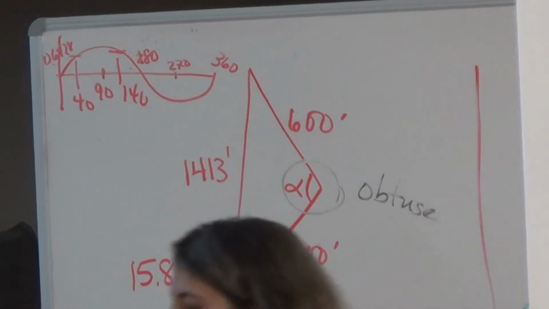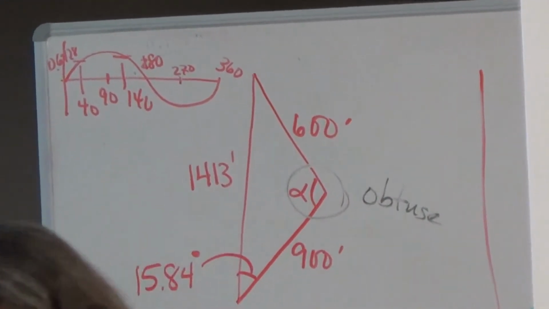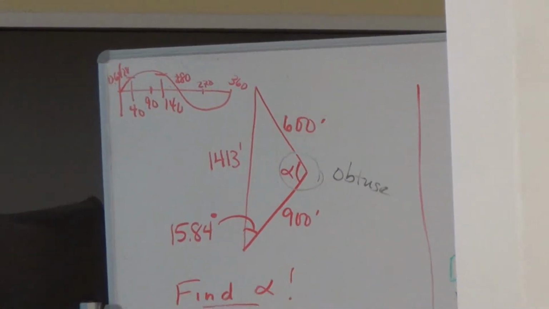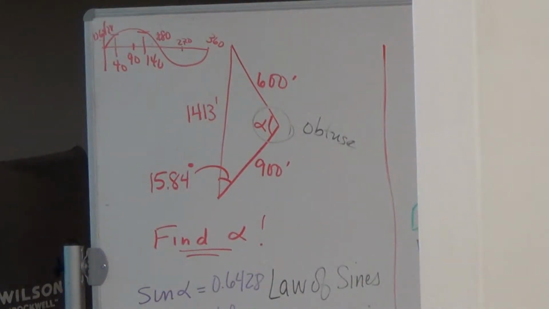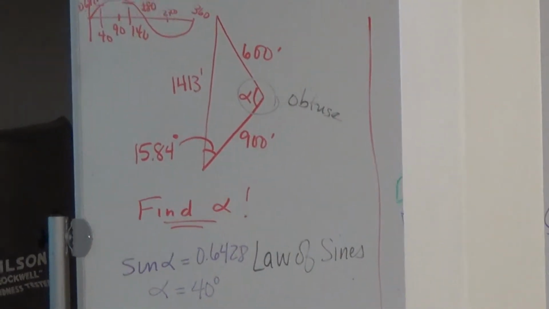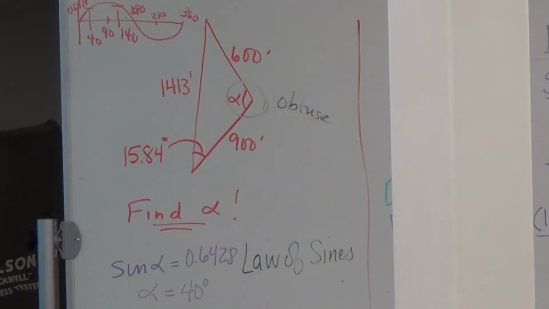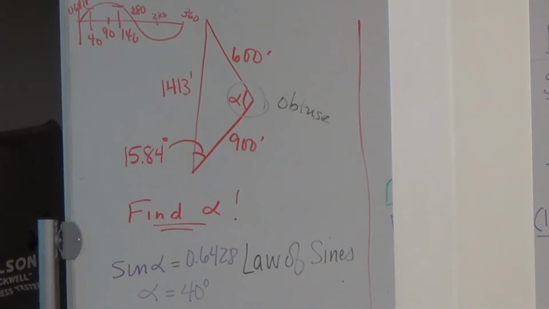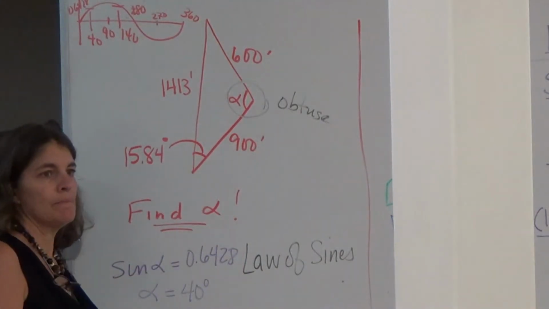Okay? So when you put 0.6428 in your calculator and you say inverse sine, what does your calculator give you? The first point, the smallest angle. So whenever you use sine, you have to realize that the angle you're getting is going to be the smallest angle. So when you got 40, what Mark did is he looked at the picture and said, there's no way that could be 40, it's gotta be more.